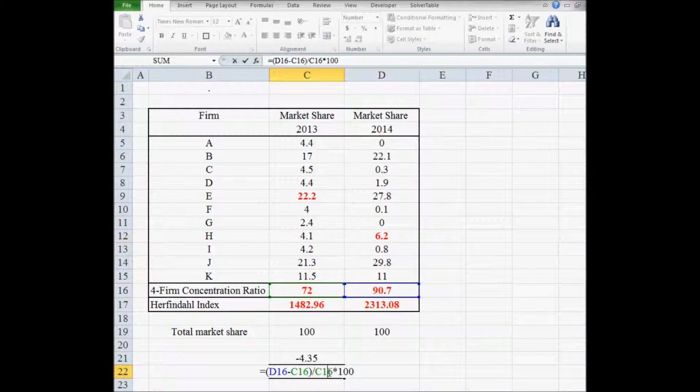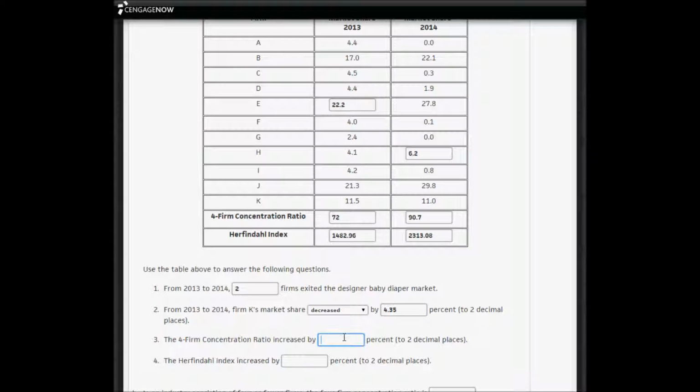The four-firm concentration ratio increased by 25.97%. How did I calculate that? The four-firm concentration ratio is 90.7. It was 72. So you take the difference, what it is minus what it was, and then divide that by what it was, multiplied by 100. I'm going to copy that into Cengage Now.